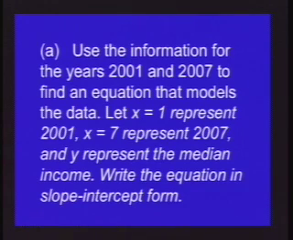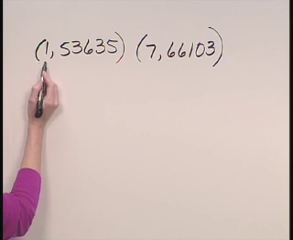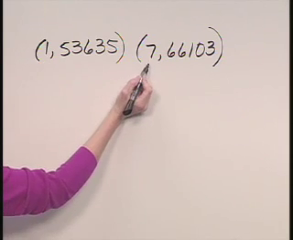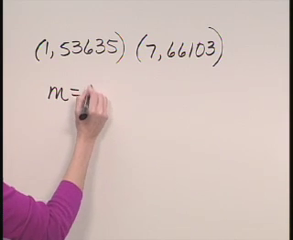Use the information for the years 2001 and 2007 to find an equation that models the data. Let x equal 1 represent 2001, x equals 7 represent 2007, and y represent the median income. Write the equation in slope-intercept form. Now I've listed the information here as two sets of coordinates, with 1 representing the year 2001 and 7 representing the year 2007. So we'll use the formula for slope.